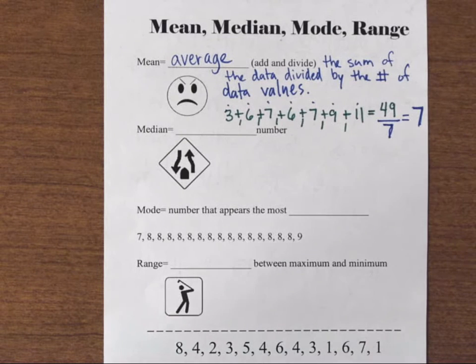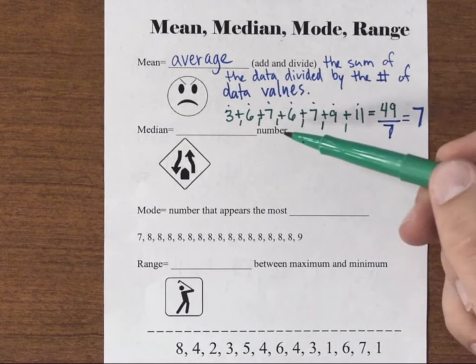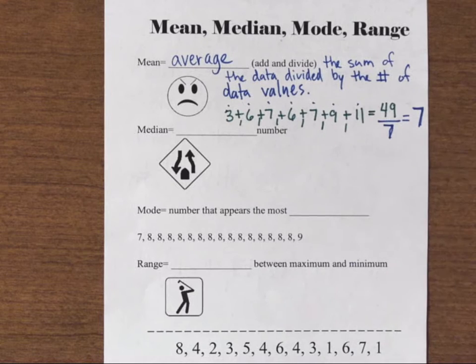Okay, so today we are going to continue on with measures of center. Yesterday we finished up talking about the mean or the average. We took our quiz, so today we're going to finish with the other two measures of center, which will be the median and the mode.